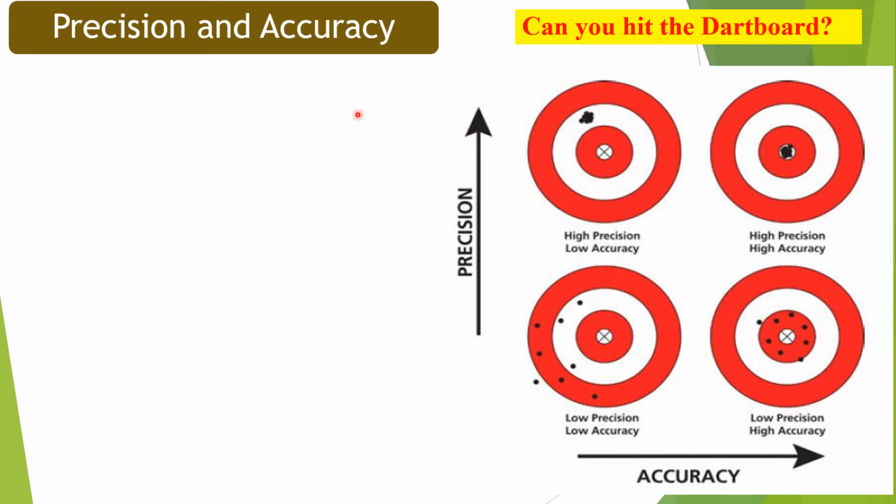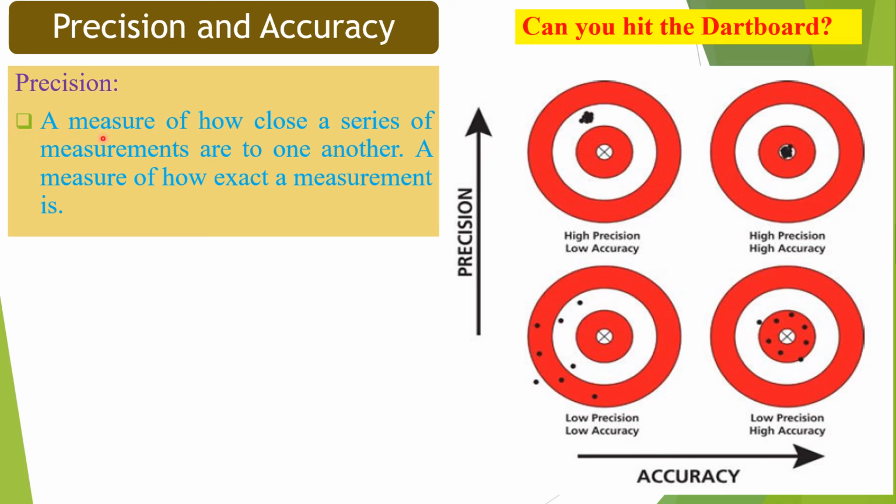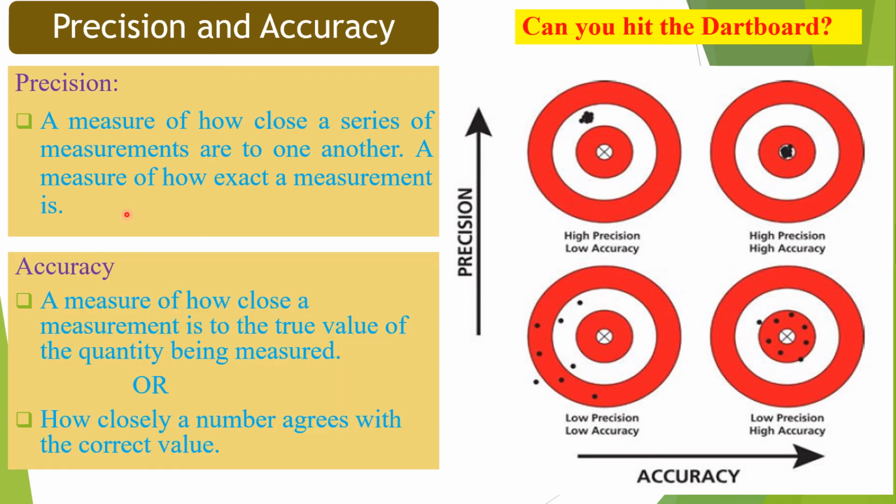Now we can define precision as a measure of how close a series of measurements are to one another. A measure of how exact a measurement is is called precision. Accuracy can be defined as a measure of how close a measurement is to the true value of the quantity being measured, or how closely a number agrees with the correct value.